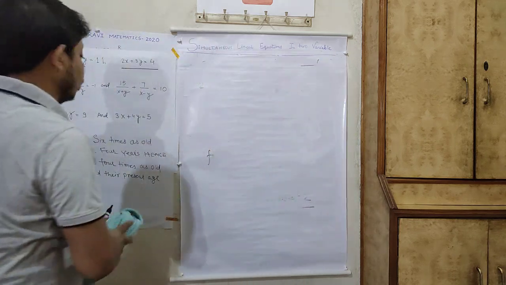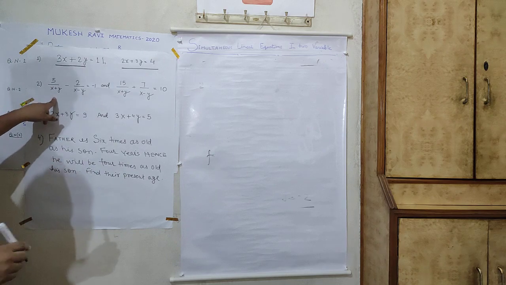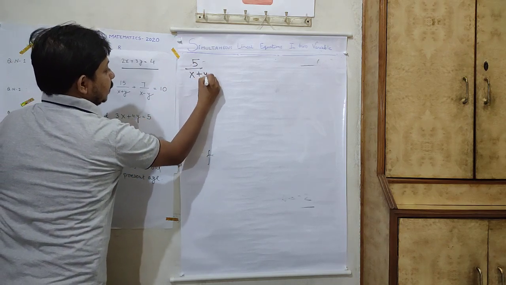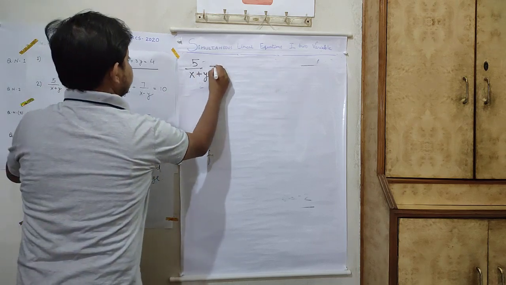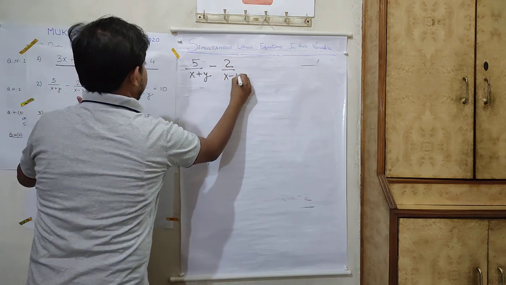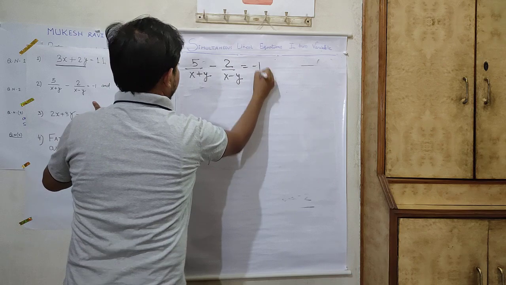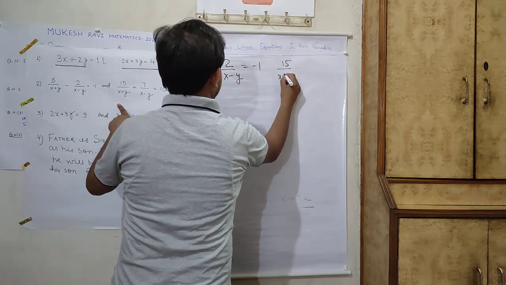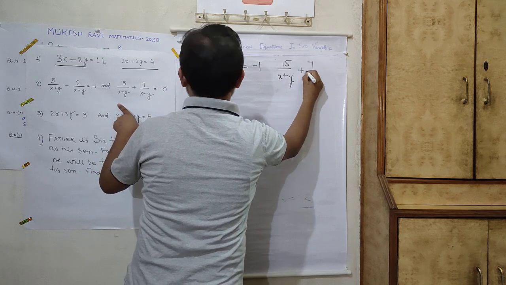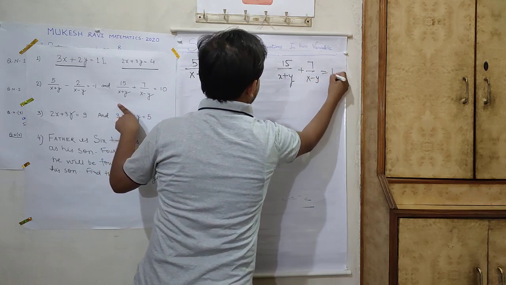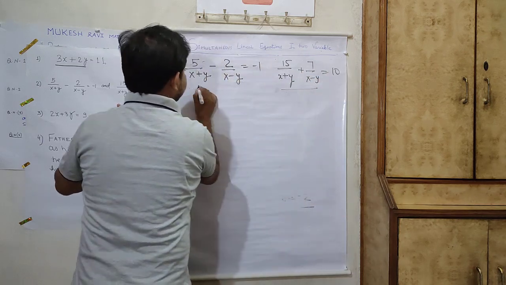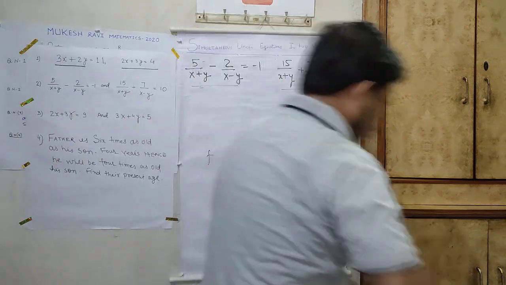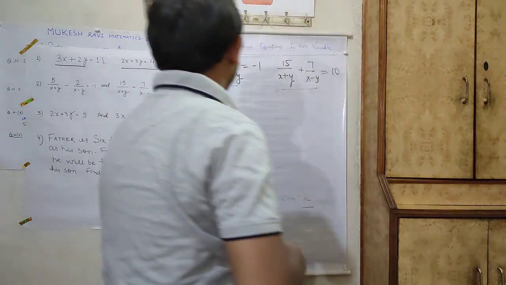See the next question already I have written: 5 upon x plus y minus 2 upon x minus y is equal to minus 1, and then 15 upon x plus y plus 7 upon x minus y is equal to 10. Now in this type of question, what to do? Very simply you can do one thing.